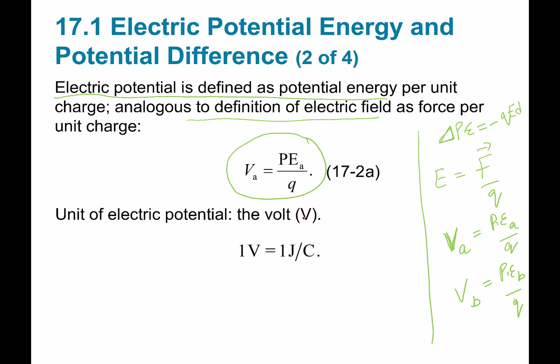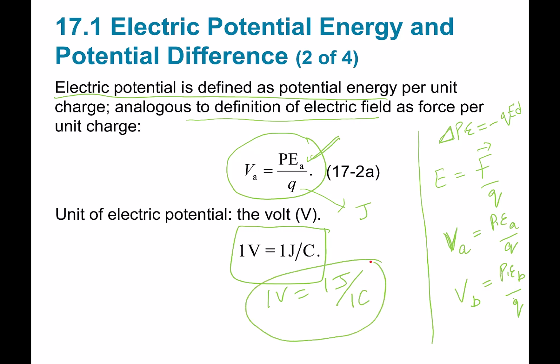Then we look at the units of electrical potential, which is named after a scientist. We call this volts. Because potential energy is in joules and charge is in coulombs, 1 volt will be 1 joule over 1 coulomb. So volts, the SI unit, is a combination of joules and coulombs together.